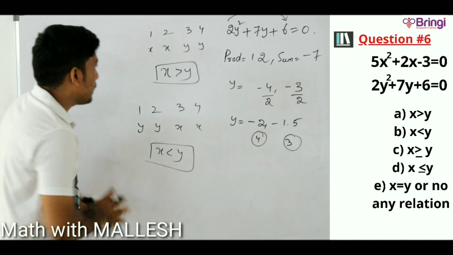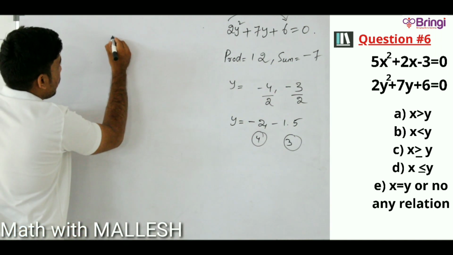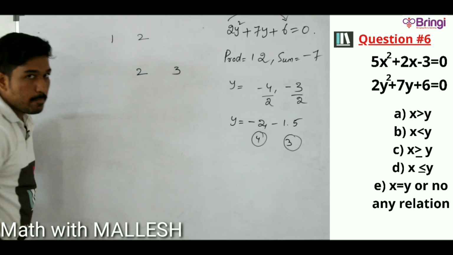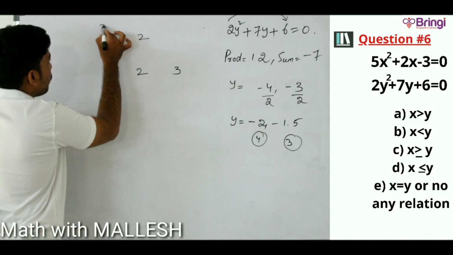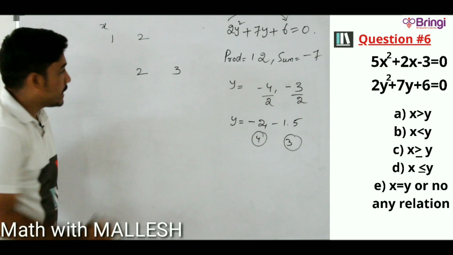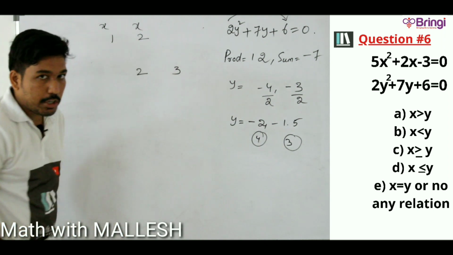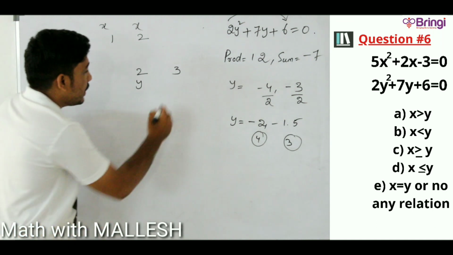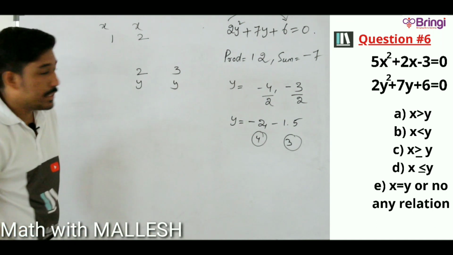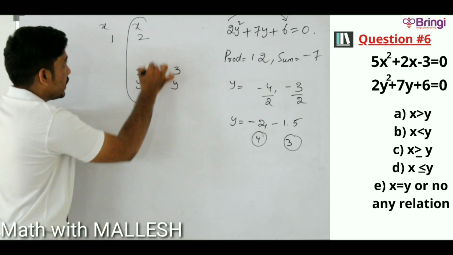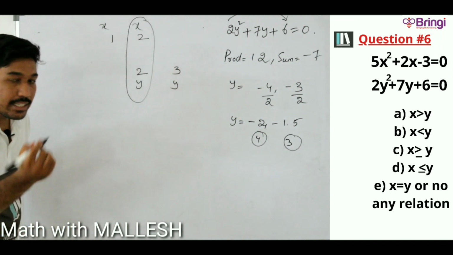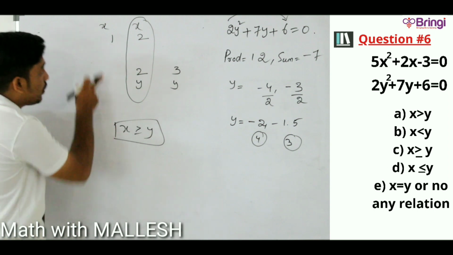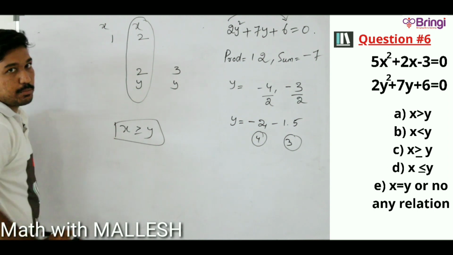And next, option 3: 1 2 2 3. The first position is occupied by x, and of course the second position is occupied by x, and again the second position is occupied by y, and the third position by y. See, if you observe here, 2 is common. In this condition, x greater than y, because x has taken the first position.